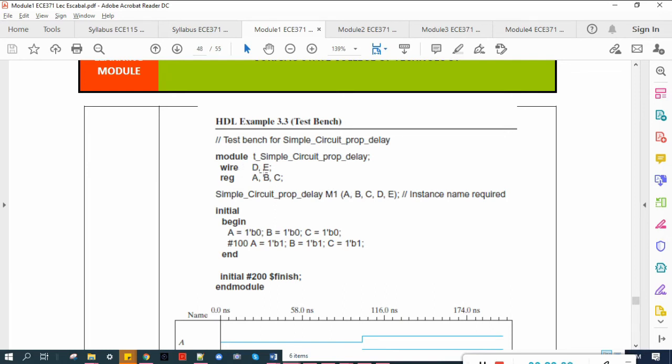And then notice that for a test bench, usually the inputs that we are going to connect to our circuit under test are declared as register. So we declare as register A, B, and C. This is the input to our circuit or design under test, DUT. It's usually called DUT, design under test, or DUV, design under verification.